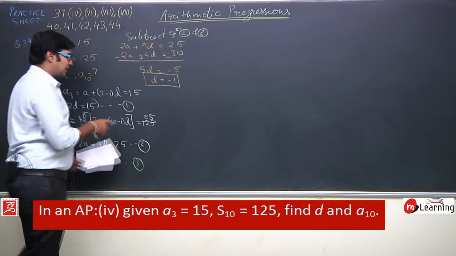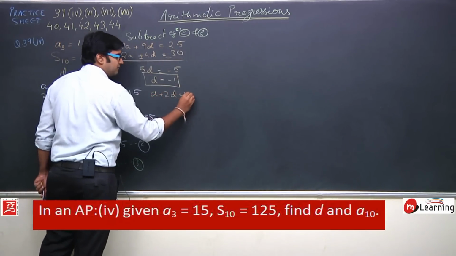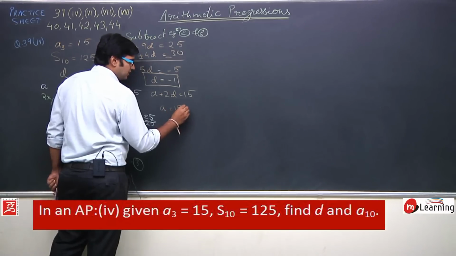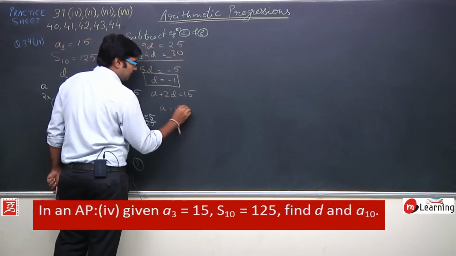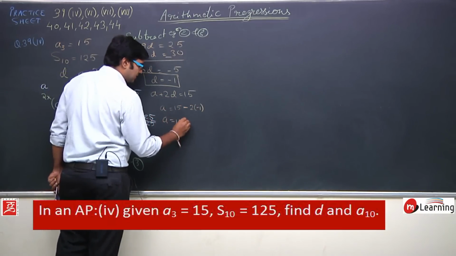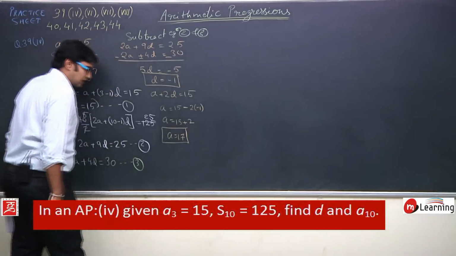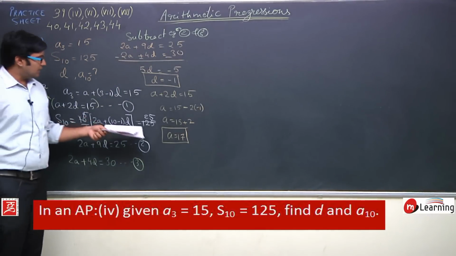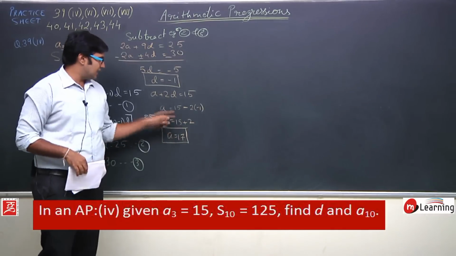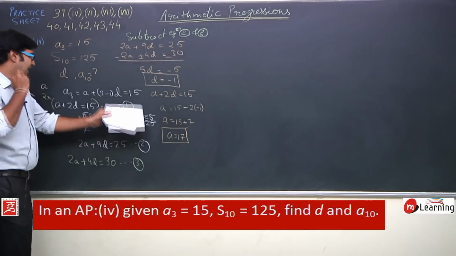Now can I calculate the value of A? Yes, because I know A plus 2D is equal to 15. So what should be A? A should be 15 minus 2 times minus 1. So A is equal to 15 plus 2, that is A is equal to 17. So the value of A obtained is 17, and the value of D will be minus 1. So I have A and I have D.